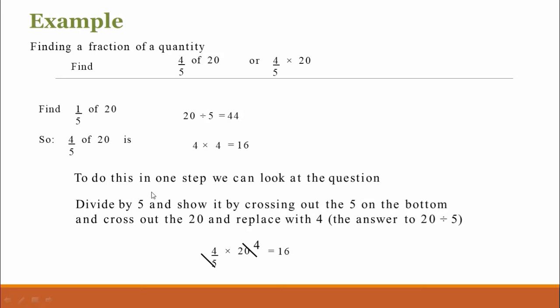So to do this in one step, we can look at the question, divide by 5 and show it by crossing out the 5 on the bottom and crossing out the 20 and replacing it with 4. So 5 on the 5, 5 for the 20, 4 for the 16. So the result of this fraction form, 4 by 5 multiplied by 20, is equal to 16.